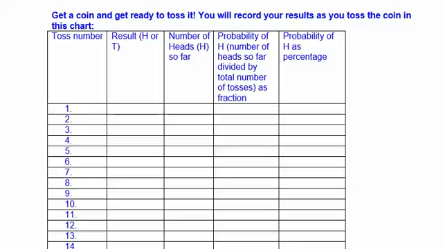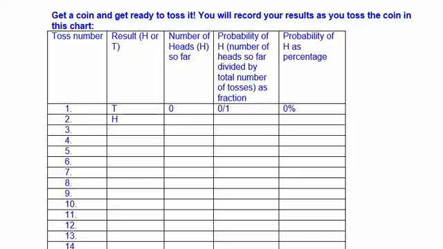Alright, so I grabbed my coin here, and my first toss is a tail. So I'm going to type T in here, and then I'll fill in the rest of this row. Number of heads so far is 0. My probability is 0 over 1 as a fraction, and that would be 0% as a percentage. So now I'm going to toss it again. This time I got heads. So we put H here.